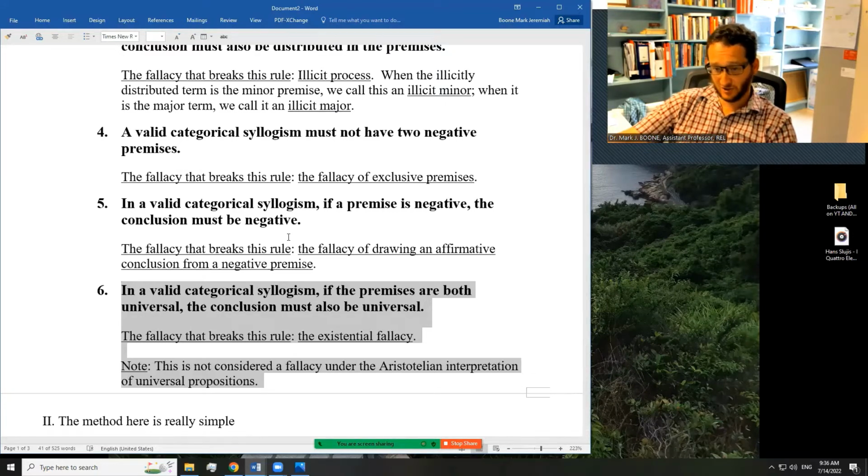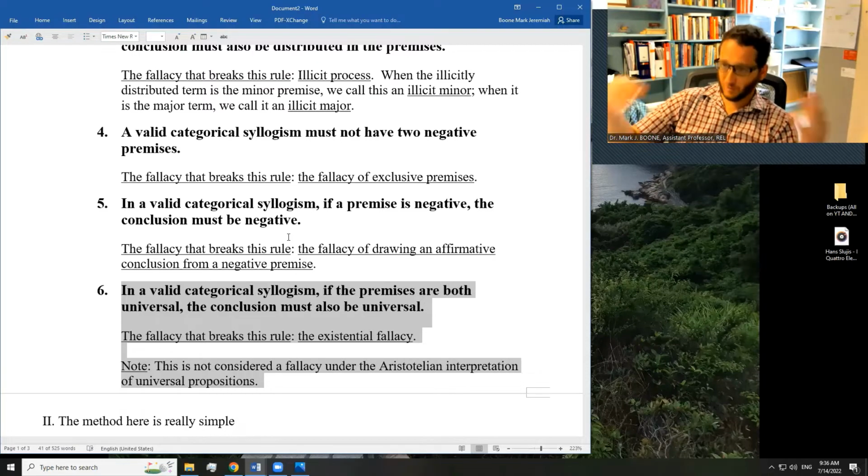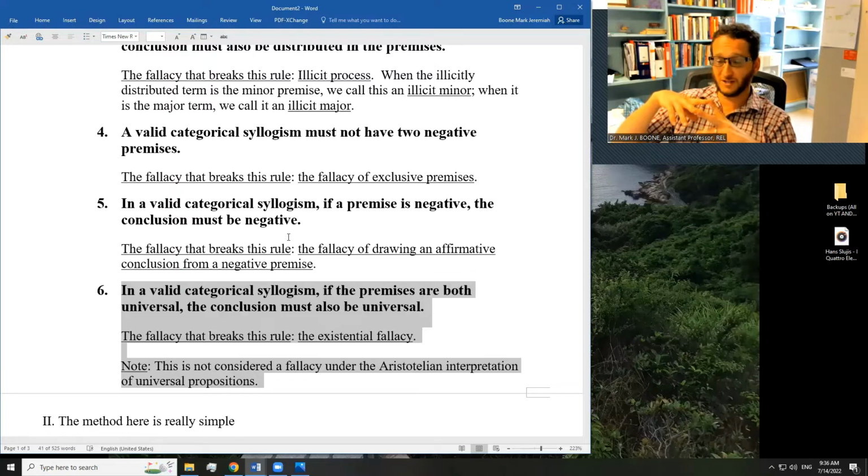This is not actually a rule if you're going to use an Aristotelian strategy for testing categorical syllogisms for validity. But we call it an existential fallacy when a conclusion is universal, but the premises are not universal. Now, what this means practically is, assuming you're not an Aristotelian, or assuming you're acting like most logic students and logic teachers act and following the rules of most logic classes.